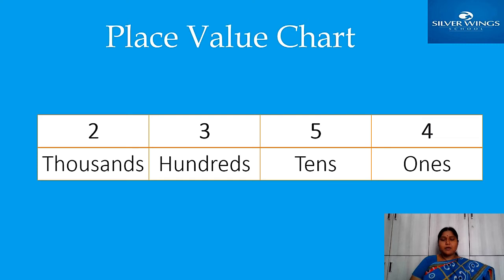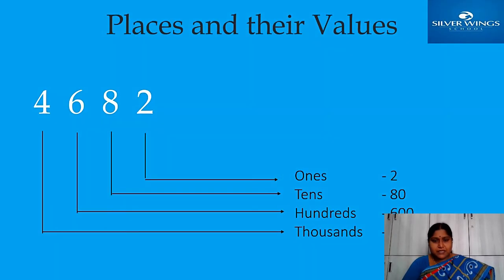Okay, children. Now here see, 4 is in ones place. That means the value of 4 is 4 ones, means 4 only. 5 is in tens place. The value of 5 is 5 tens, that means 50. Next, 3 is in hundreds place. Value of 3 is 300. 2 is in thousands place, so value of 2 is 2000. Now I will show you places and their values.